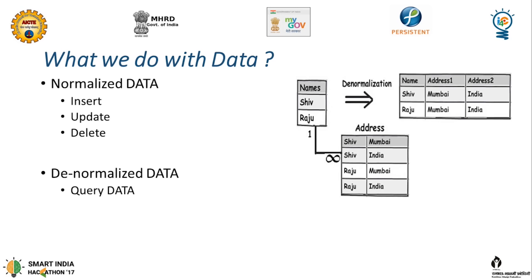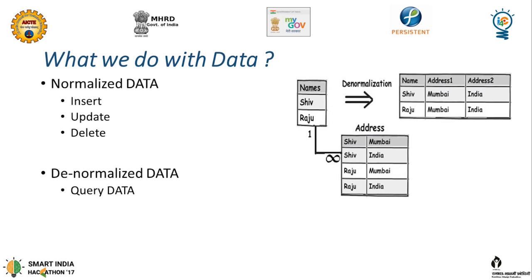One is normalized data. So what is normalized data? On the right hand side, the picture shows that there are one to many relations between names and address, right? And that is possible. You can see that Shiv has address as India and Raju has address as Mumbai and India. This is possible because maybe Raju has come for education in Mumbai, isn't it? Now this is a normalized form, because for names you have a different data set and for address you have a different data set.